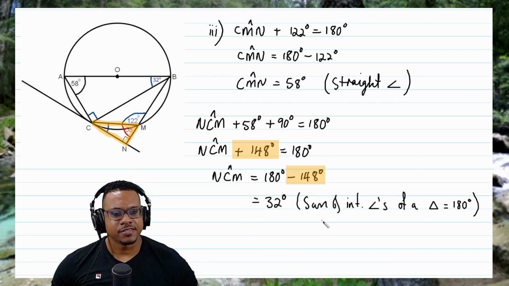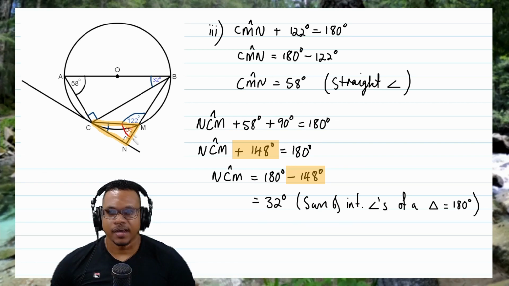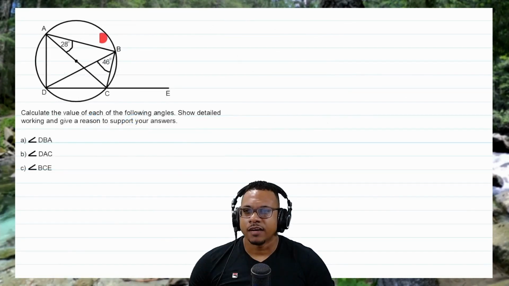So here I have my reason that the sum of the interior angles of a triangle is equal to 180 degrees. So that will be my reason for doing this working, adding up all these three angles and putting it equal to 180 degrees. So here I have another question, and we want to calculate the value of each of the following angles. I want to show detailed working and give a reason to support our answers.